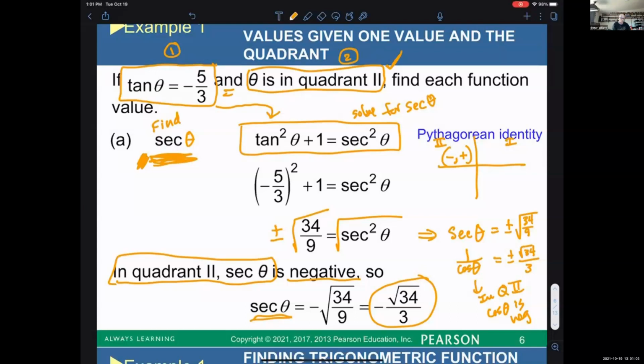So they put several things together here, but we used a trig identity. And since they gave us tangent and asked for secant, we used the identity that put tangent and secant into the same equation so that we could solve.